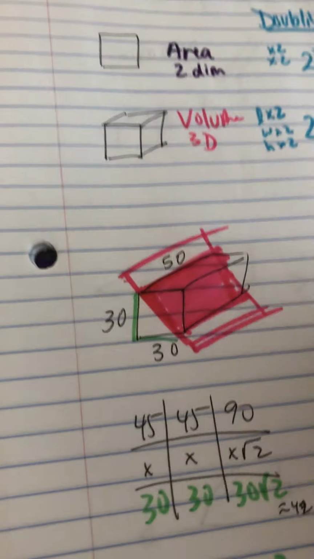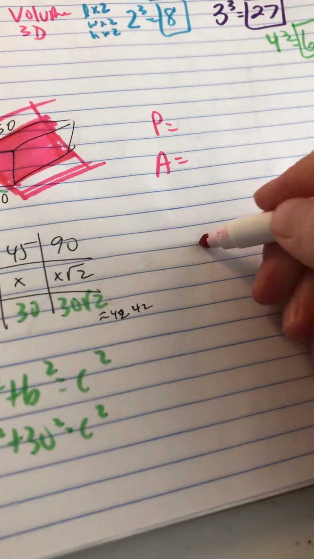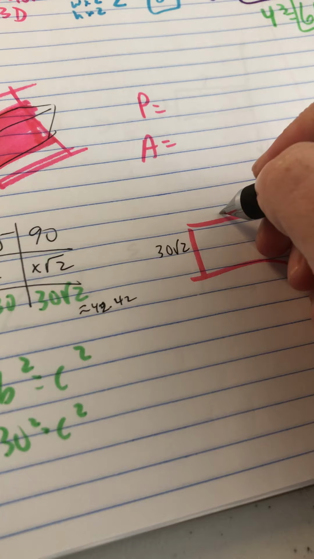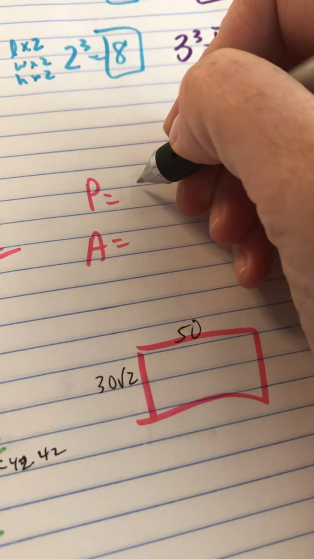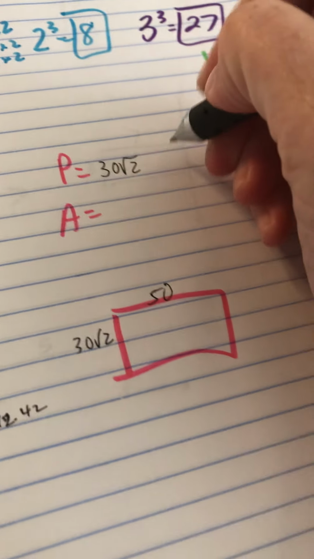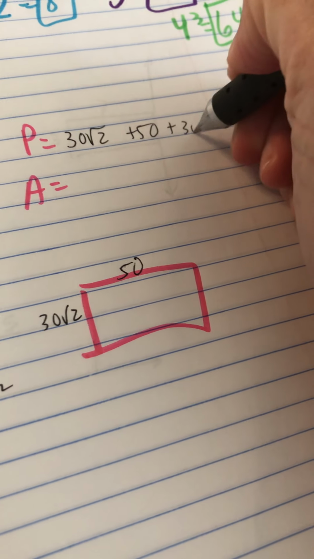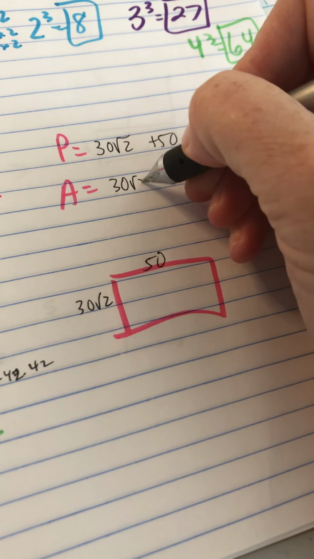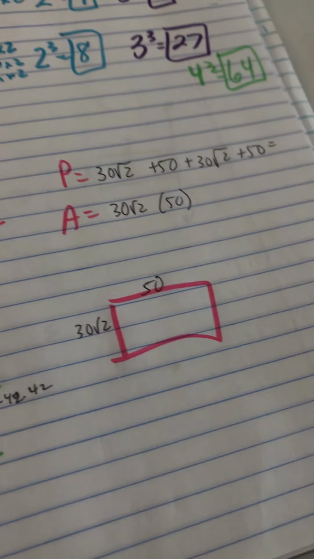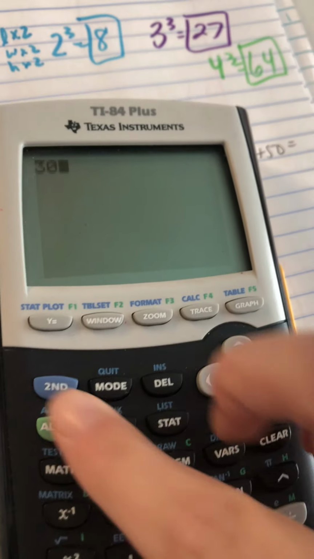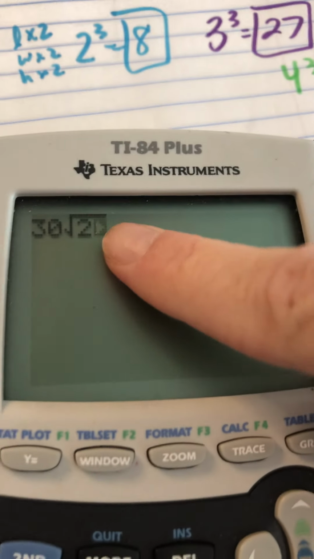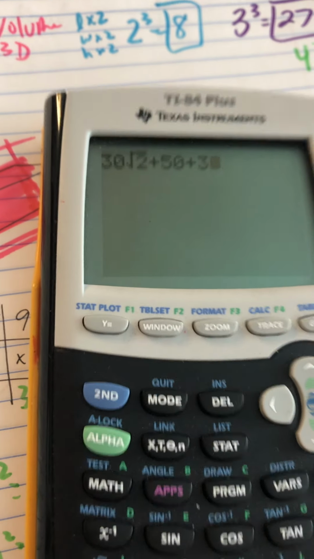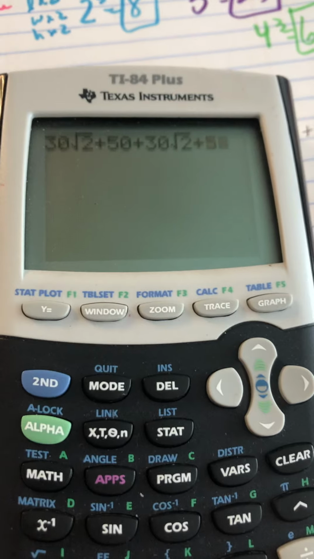Okay, so we recognize now that our new cut of our cross section is 30 rad 2 by 50. So for me to find the perimeter, I would do 30 rad 2 plus 50 plus 30 rad 2 plus 50. For my area, I would multiply them. In your calculator, you just need to double check that you're getting out of the radical. Do you see that little arrow? So I gotta go my arrow, get it out. Plus 50, plus 30 rad 2, out, plus 50.